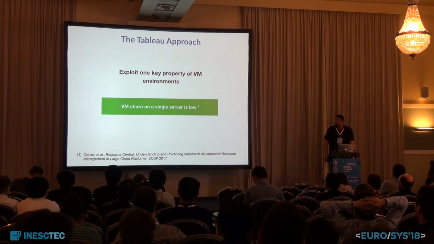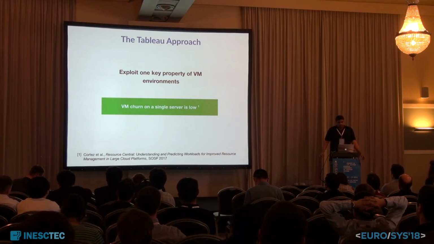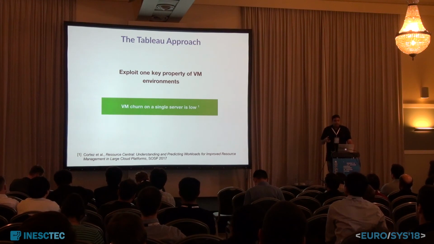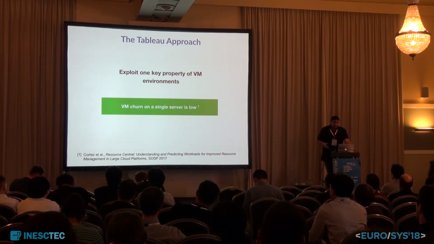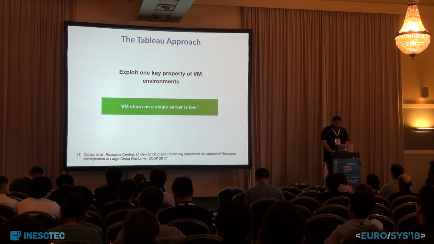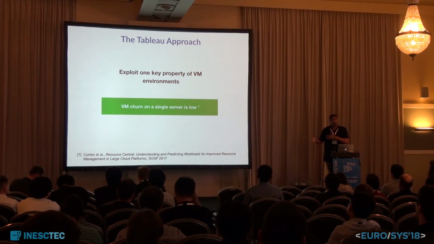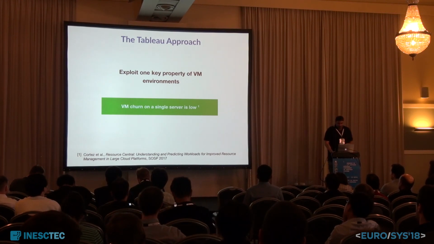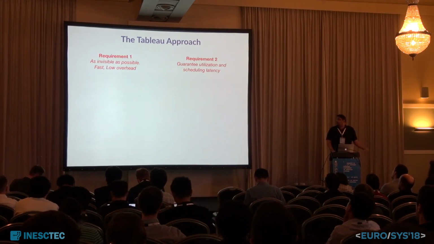Well, Tableau exploits one very key property of VM environments, which is that the VM churn on a single server in a data center is low. And when I say low, I mean relative to the process creation rates and scheduler activation rates, which is on the order of milliseconds. You have VMs being created and destroyed on the order of minutes, if not hours or longer.